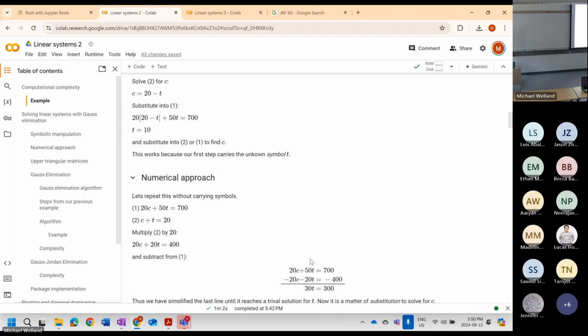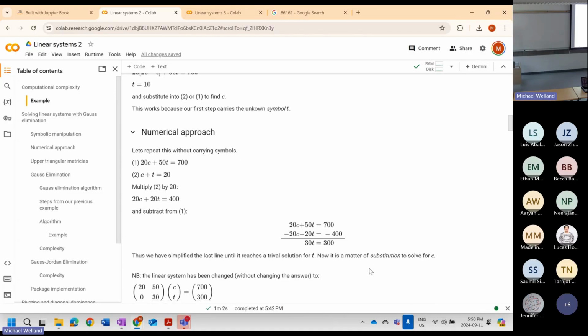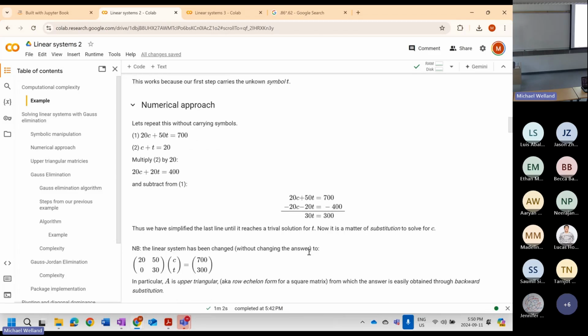Okay. So the numerical approach says you write down these two equations, and instead of doing any kind of symbolic manipulation, you just multiply the second equation by 20. Now you get 20c plus 50t equals 700, you guys can read, right? That's your other equation. You subtract the two equations, and you end up with 0c equals 0, hooray. And 30t is 300. This is trivial, right? We don't even need to solve this. At this point, the computer can take it.